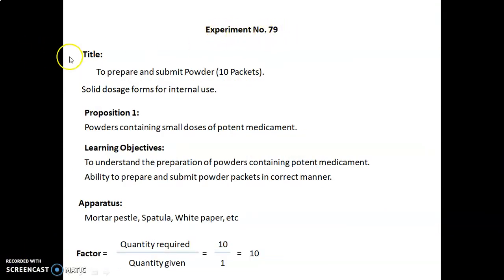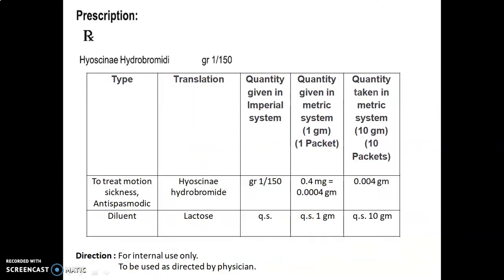Experiment number 79. The title of this experiment is to prepare and submit the powder, 10 packets. In this we are going to study solid dosage forms for internal use. Proposition 1 is powders containing small doses of potent medicament. Learning objectives are to understand the preparation of powders containing potent medicament and the ability to prepare and submit the powder packets in the correct manner. Apparatus required are mortar, pestle, spatula, white paper, etc. Factor is calculated as quantity required upon quantity given, which is 10 upon 1, that is equal to 10.